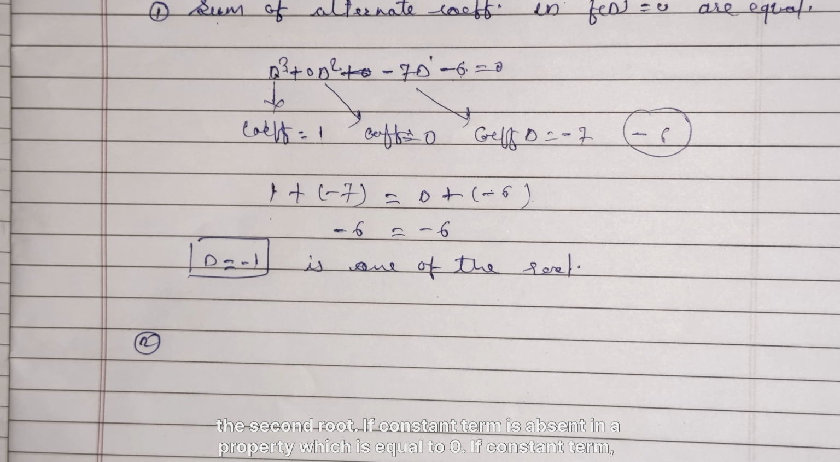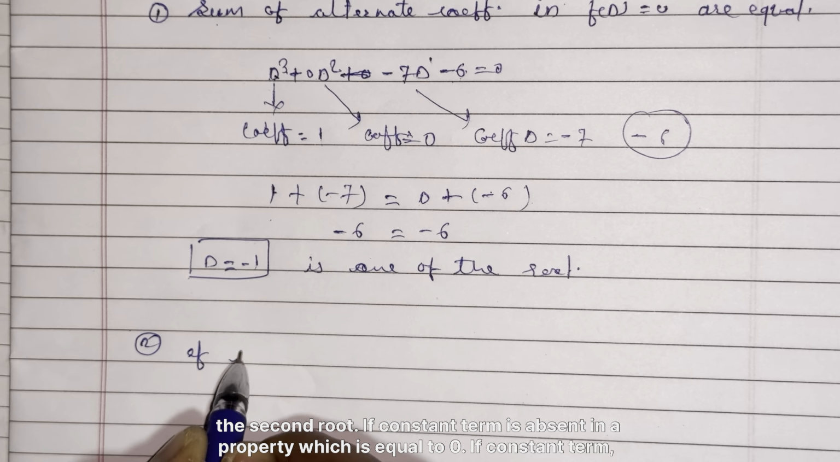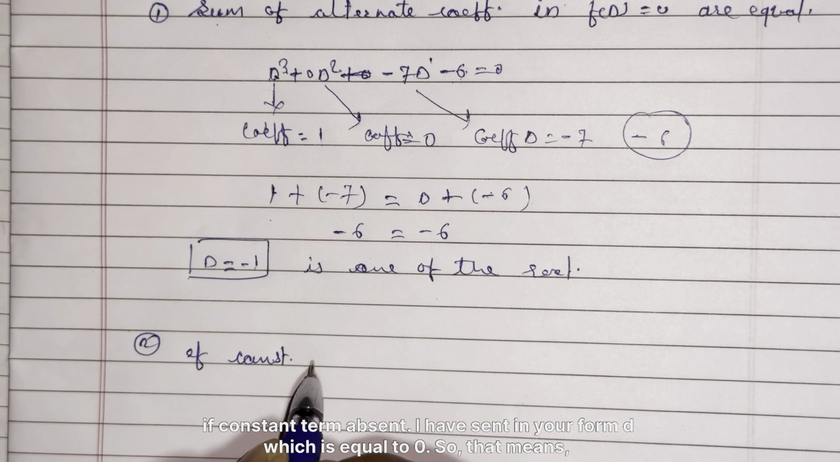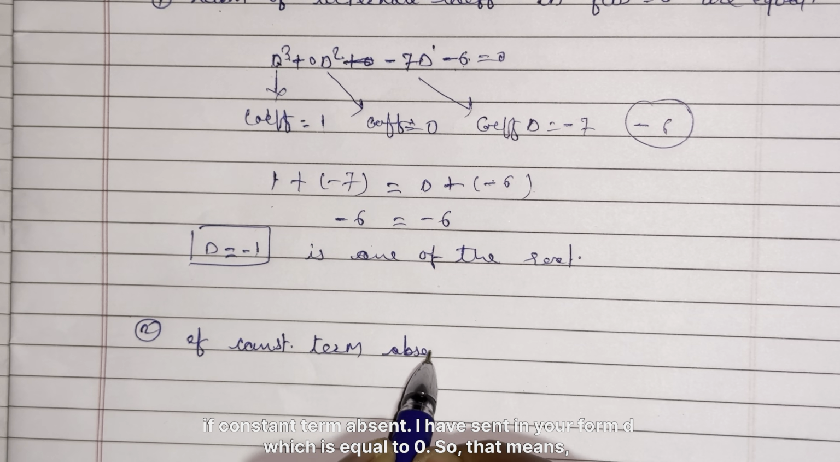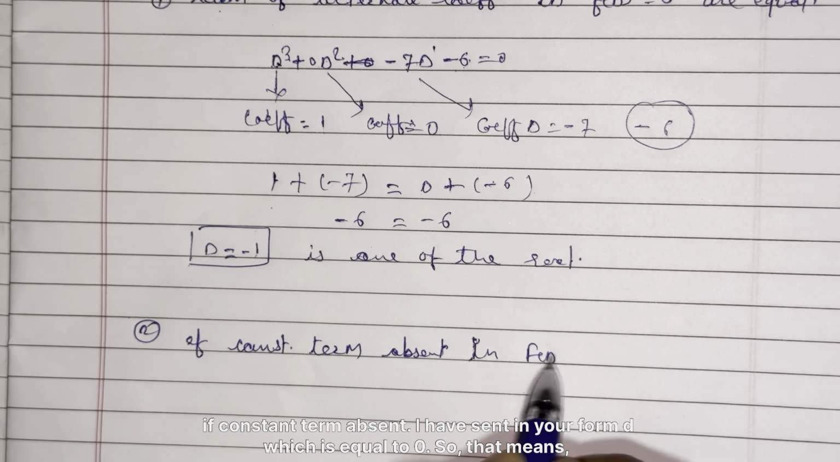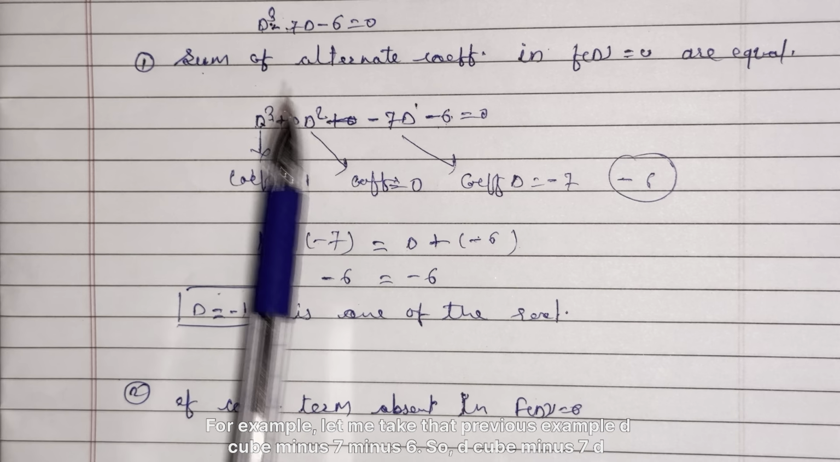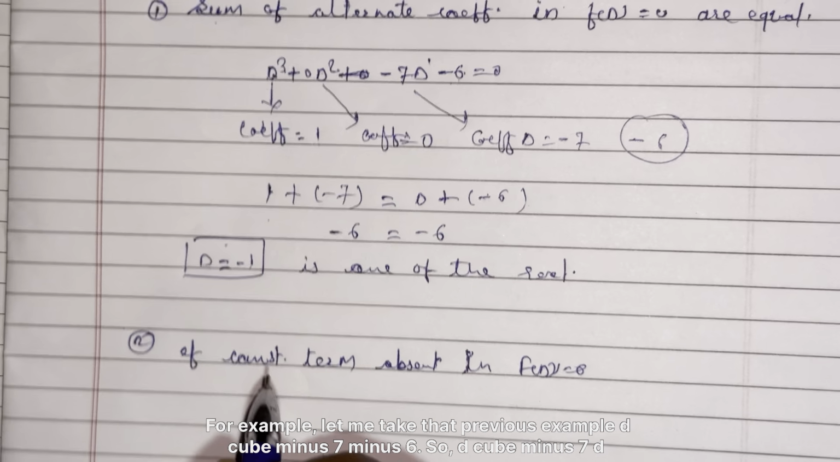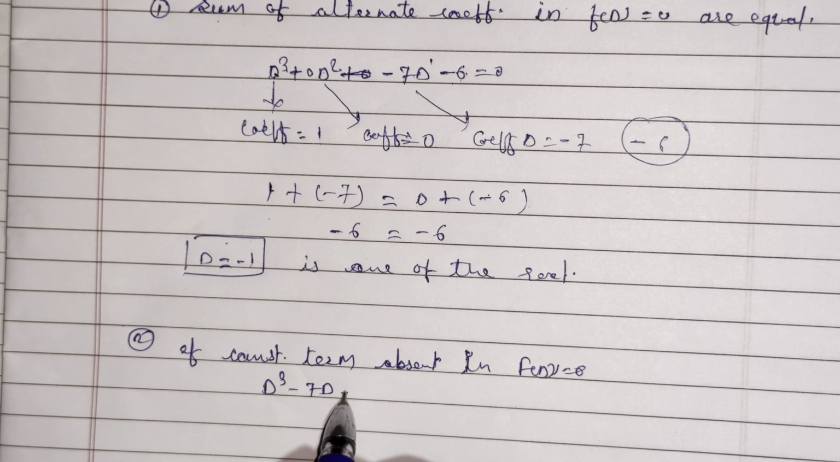If the constant term is absent in f of d equal to 0, that means we don't have a constant term in our polynomial or equation. For example, let me take the previous example, d cube minus 7d minus 6, so d cube minus 7d equal to 0.